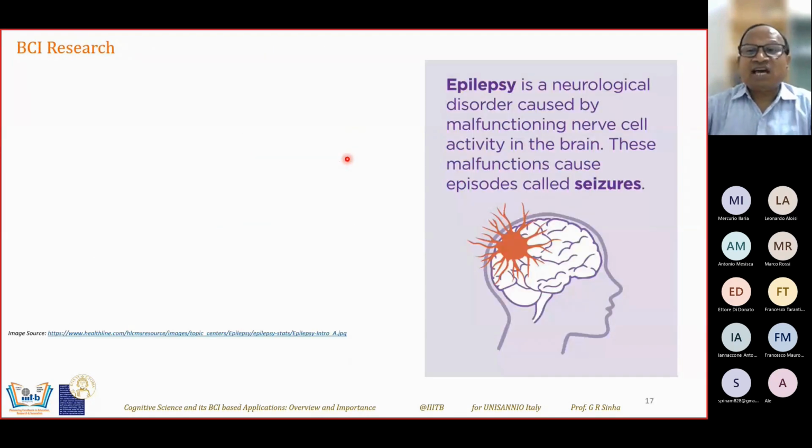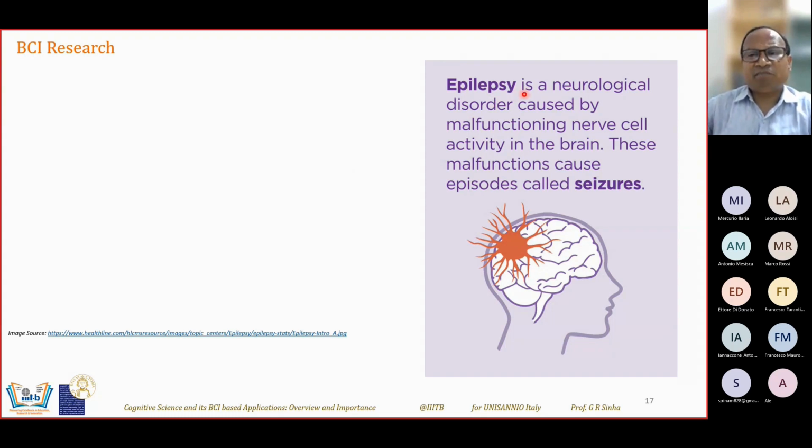All right, so BCI research. I have given you the overview of BCI. So let's talk about BCI research, and why we are talking about it, because research of BCI makes it possible to apply it in a number of applications. So I've just included one diagram.